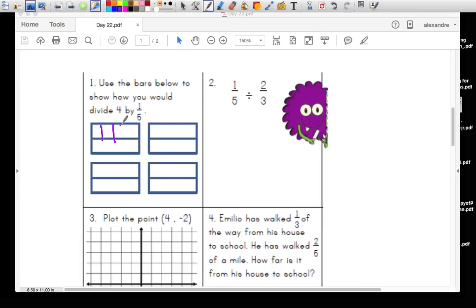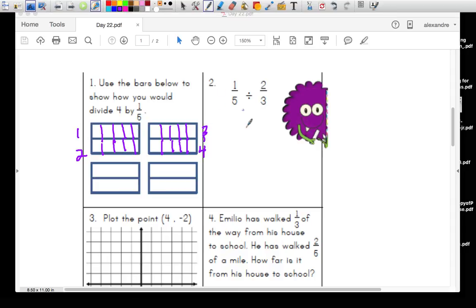1, 2, 3, 4, 5. And the bottom one, 1, 2, 3, 4, 5. And I take the third chocolate bar, 1, 2, 3, 4, 5. And the fourth, 1, 2, 3, 4, 5. So if I had 4 chocolate bars, and I cut each one by 1/5, I have essentially 20 pieces.